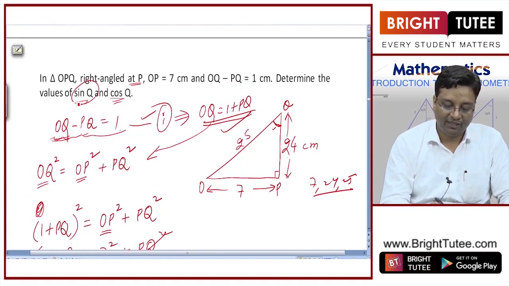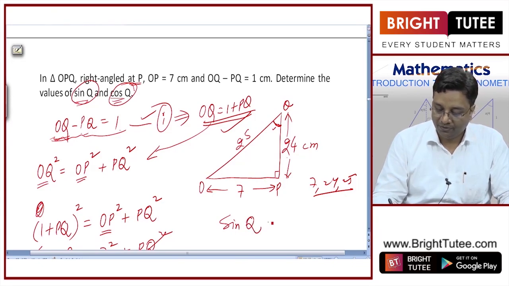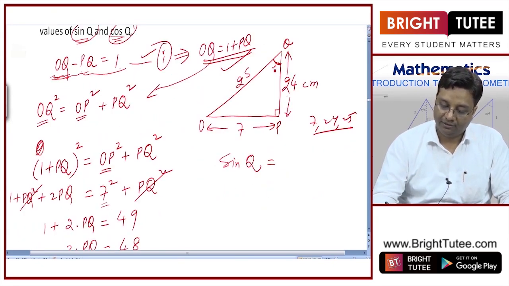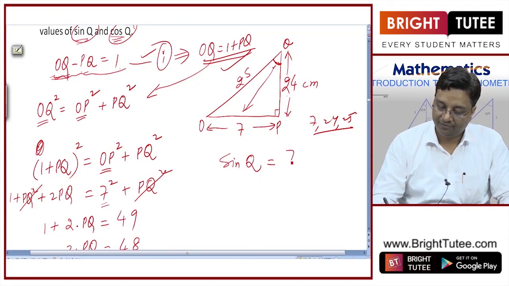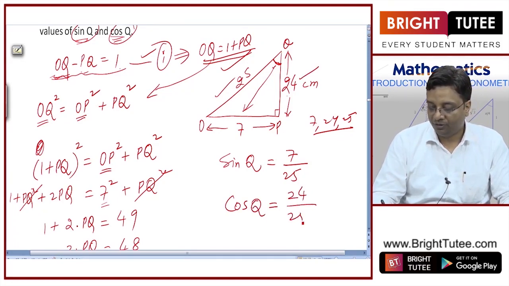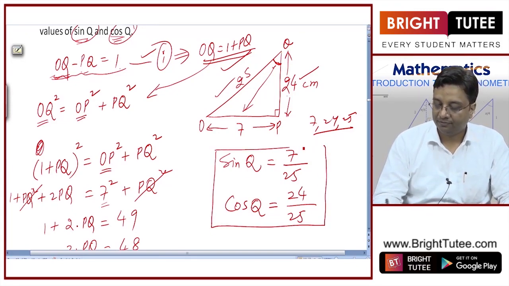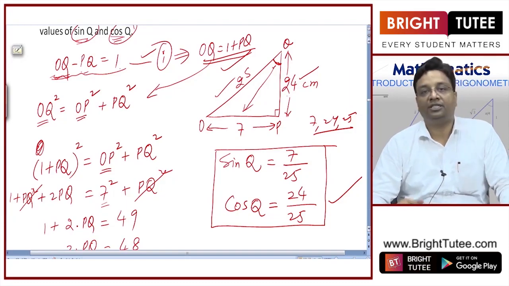Now finding these ratios is very simple. What is sine of Q? Opposite is 7 here by hypotenuse 25. What is cosine of Q? Adjacent, which is 24, upon hypotenuse, which is 25. So this was about this question here.